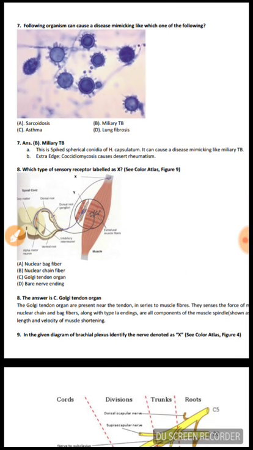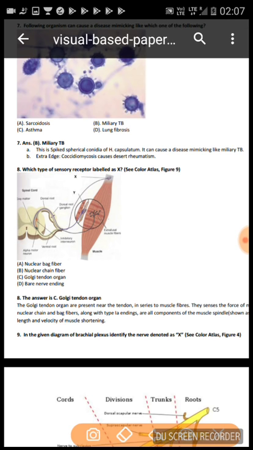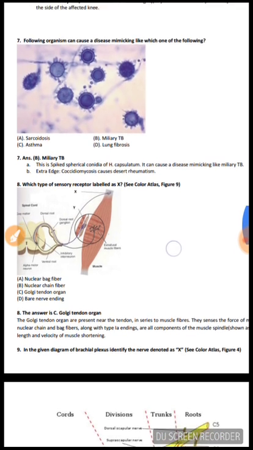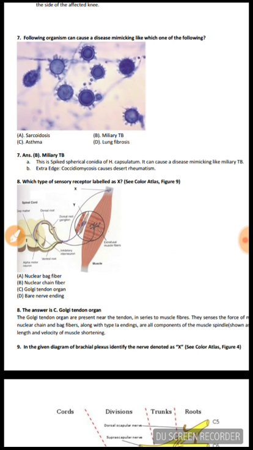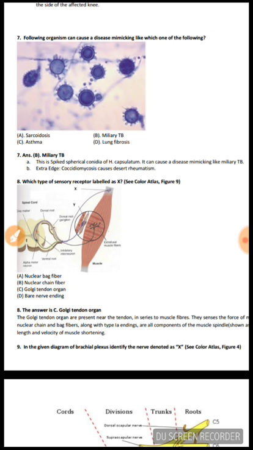Now question number 7: the following organism can cause a disease mimicking which of the following? So from here you came to know that from microbiology they can also ask picture-based diagrams, basically of fungus. The fungus topic from your microbiology is very important, so do revise mycology from your microbiology notes. So here the organism is Histoplasma capsulatum, as this is a spiked spherical conidia shown in the diagram, and it causes a miliary TB-like disease.